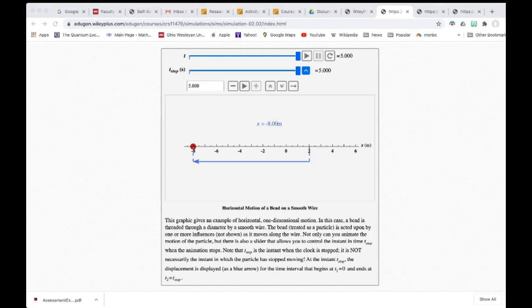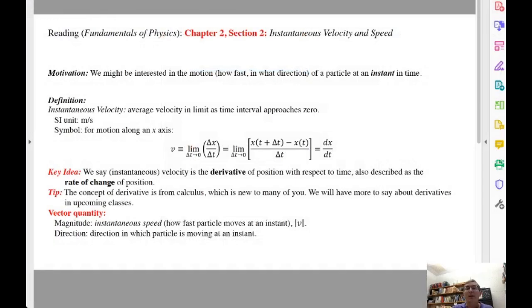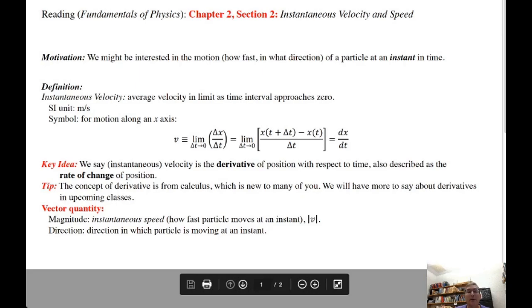Slide. Let me get back here so you can see it. And now I am in Chapter 2, Section 2. So you can do the reading in our book on Wiley Plus, Chapter 2, Section 2, which is entitled Instantaneous Velocity and Speed. Okay? All right. Let me get this mode so that you can see it a little bit better.